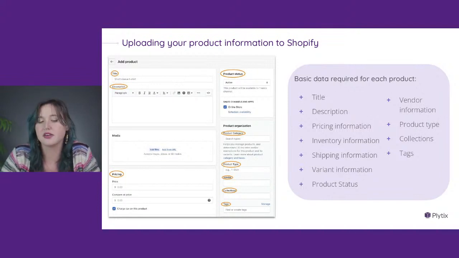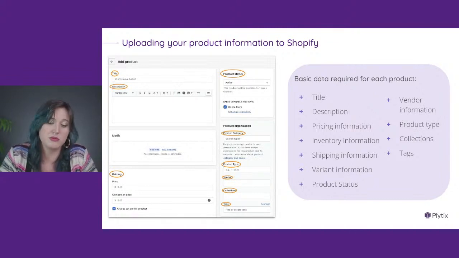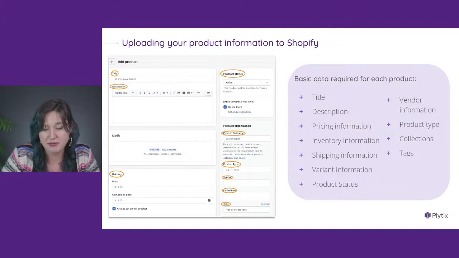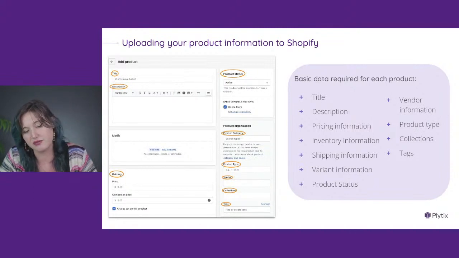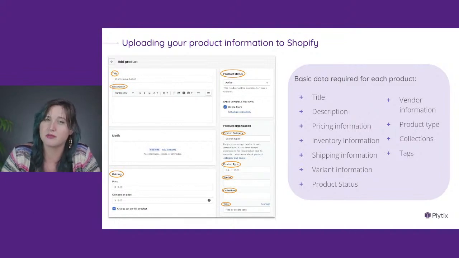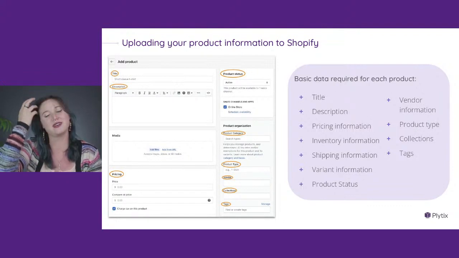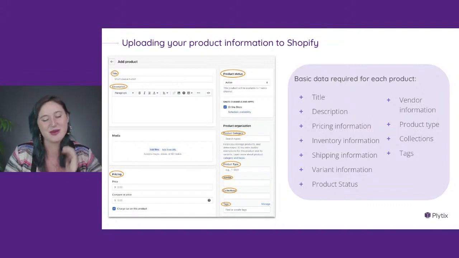Next, vendor information. So this is the information about which vendor your products come from, or the manufacturer or wholesaler name. The product type is used as a top-level category for your product, and you can only assign 1 category per product, but luckily Shopify has around 5,000 different categories, so you're going to be able to find a category that fits no matter what you sell.